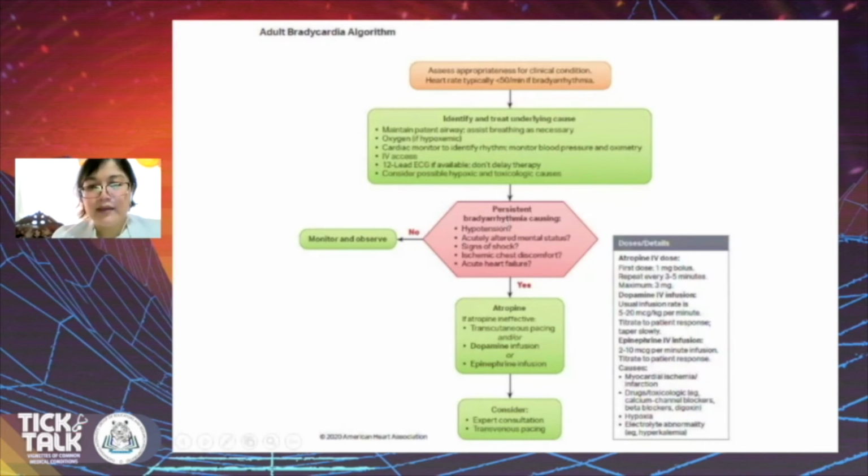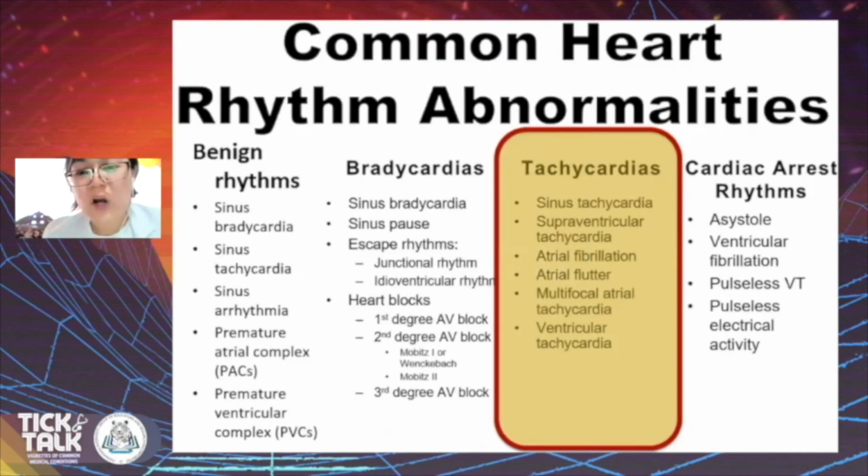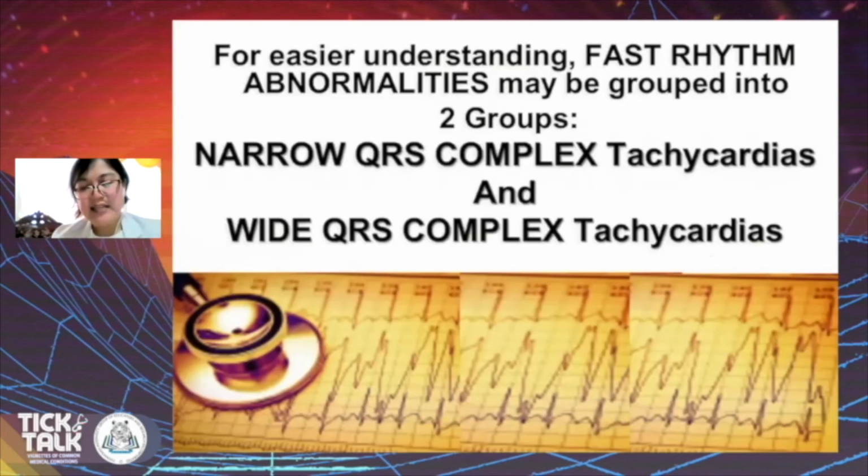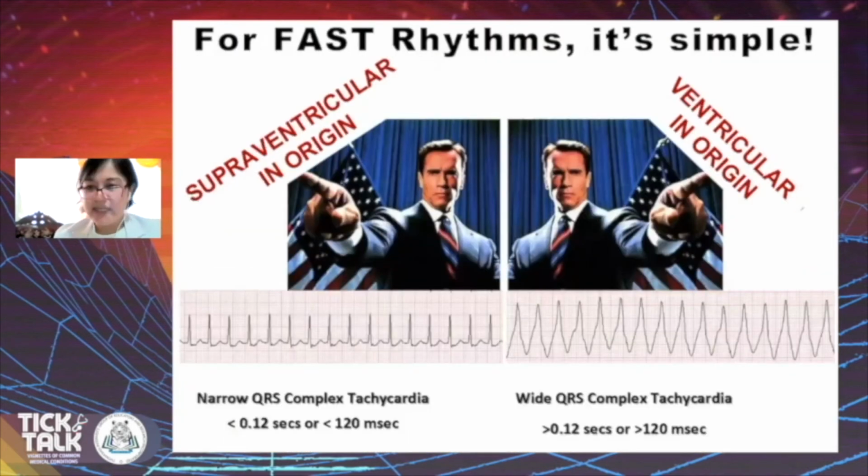Now, we talk about tachycardia. If bradycardia means slow heart rate, tachycardia basically means fast heart rate. For easier understanding and to facilitate our discussion, I think it would be better to group our fast rhythm abnormalities as narrow QRS complex tachycardias and wide QRS complex tachycardias. When we talk about narrow QRS complex tachycardias, it's supraventricular in origin. Remember, if it's not from the ventricle, the QRS complex appears narrow. However, if it's ventricular in origin, more often than not, it is a wide QRS complex.